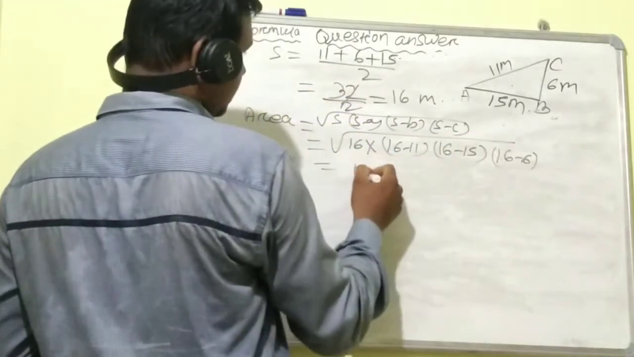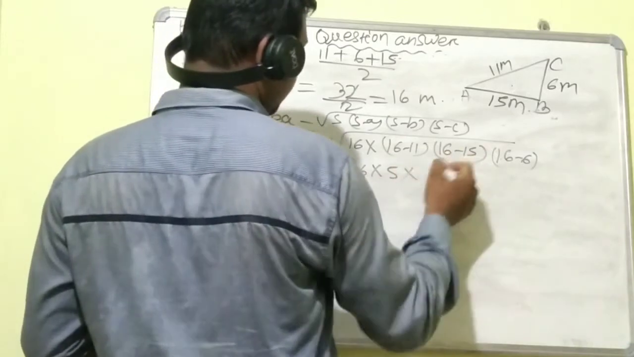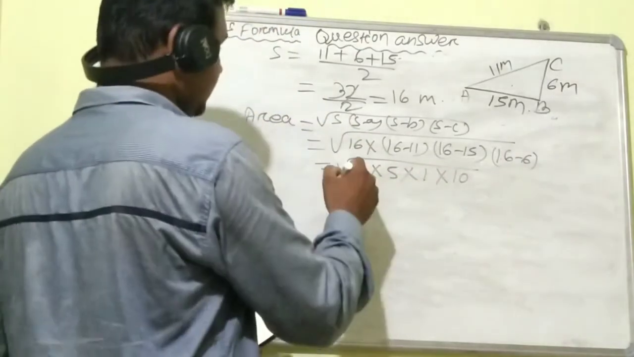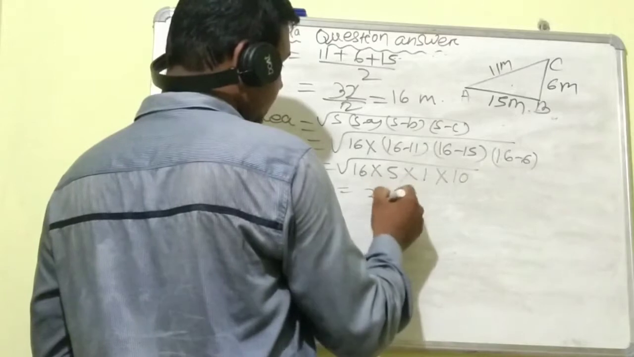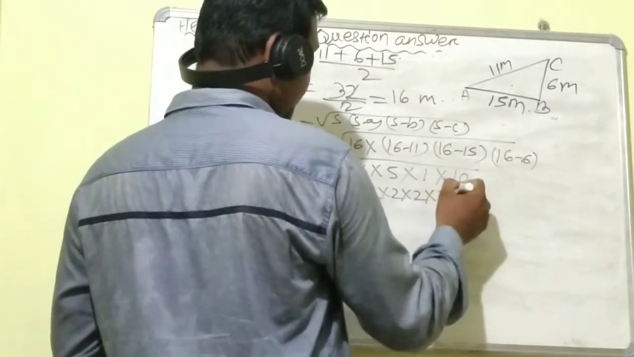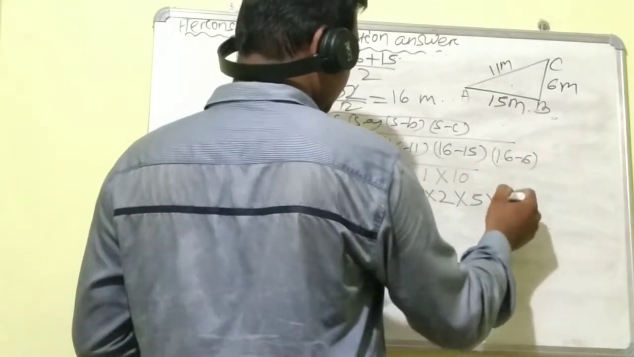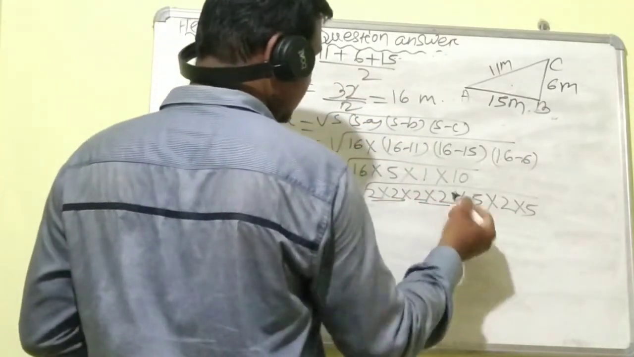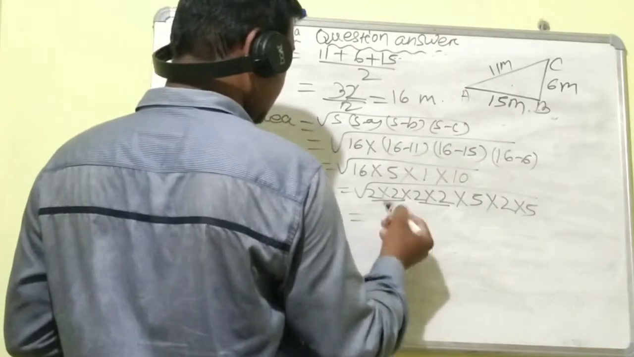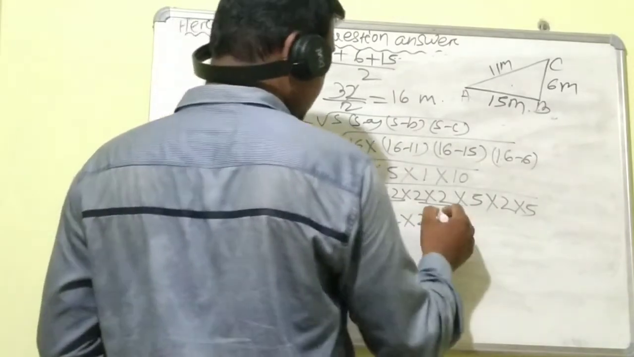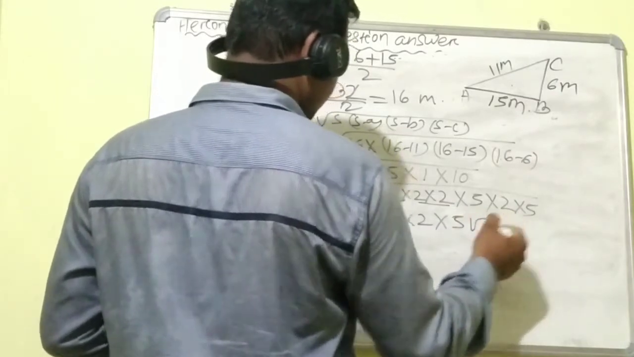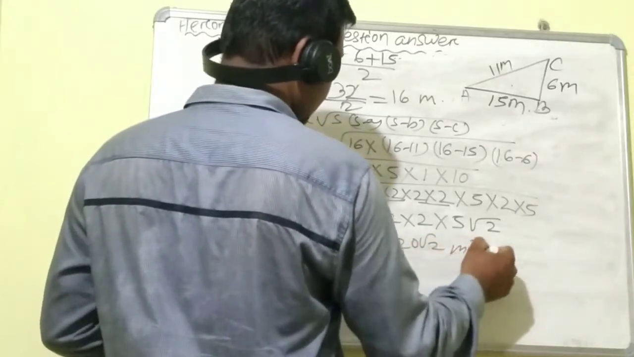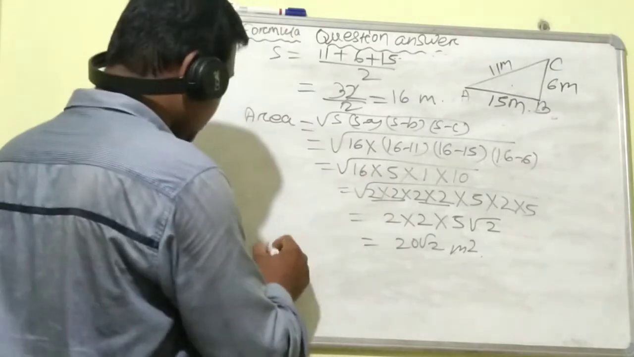Then its answer is 16 into 5 into 1 into 10. Then each two terms should be factorized. So it's 2, 4 times, then 5, then 2 into 5, that is equal to how many pairs? Okay, and your answer is 2 into 2, root 5, and root 2. So, 4 is 20 root 2 meter square. This is the answer. We will write the conclusion.